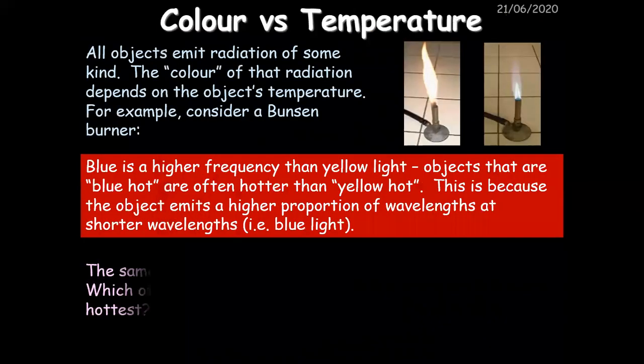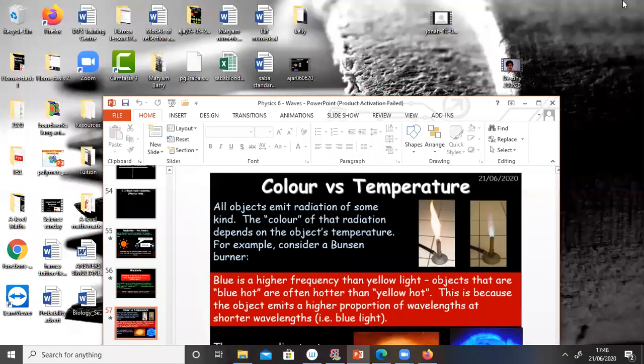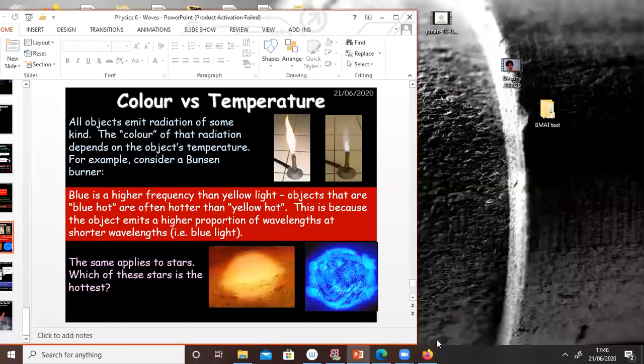Okay, so what they're saying here: blue is a higher frequency than yellow light. It's got a higher frequency and, importantly, a shorter wavelength. Objects that are blue hot are often hotter than yellow hot. This is because the object that's blue hot is emitting more blue wavelengths, so emitting a higher proportion of wavelengths at shorter wavelengths. They've made this confusing. What they mean here is just emitting more blue wavelengths. Before you copy this, I'd like to write some notes down in my own words for you to understand, yeah? These are going to be important notes.